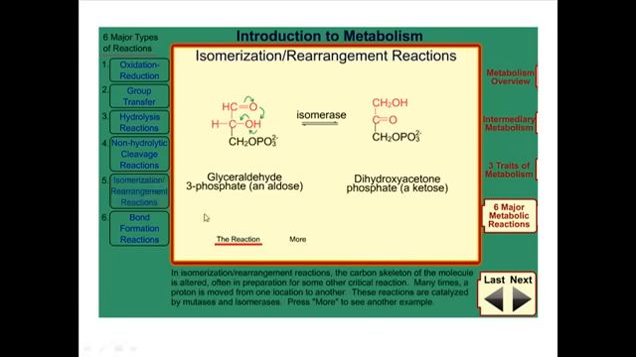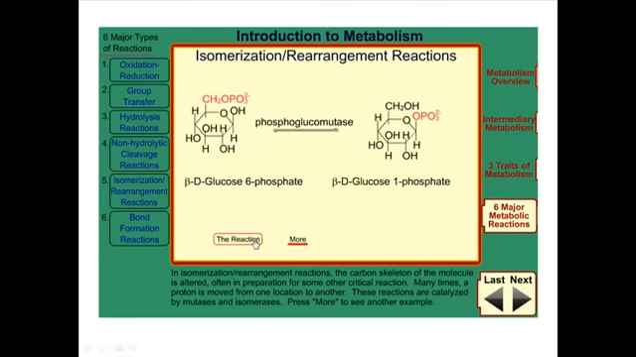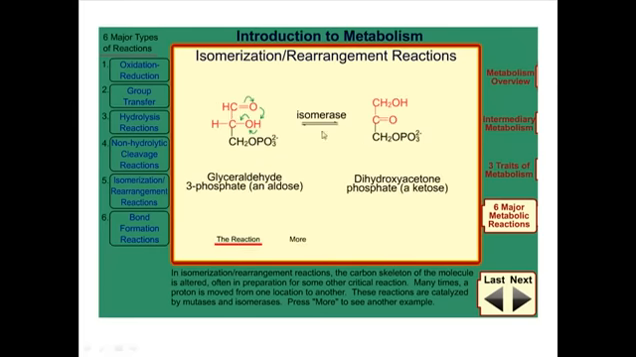Now we can also have isomerization or rearrangement reactions. Isomerization means rearranging those groups within the molecule. In this case, we have glyceraldehyde 3-phosphate, which is an aldose. We can convert this aldose into a ketose by swapping these groups: the keto group in the second carbon position and the hydroxyl group in the first carbon position. If we do this, we are forming dihydroxyacetone phosphate, or DHAP, which is a ketose.